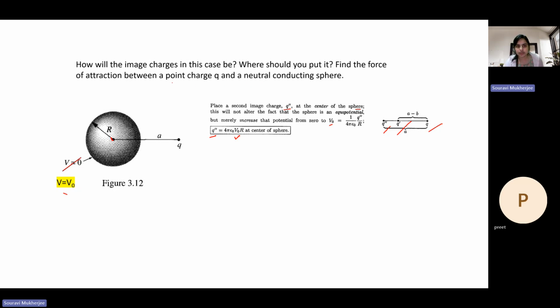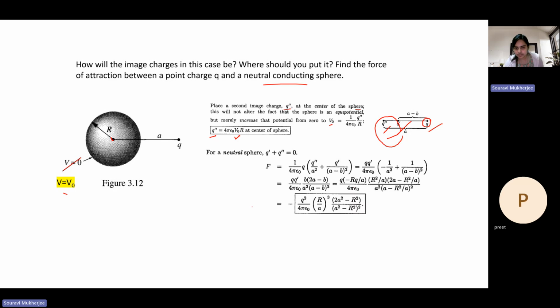What is the force of attraction between the point charge and the neutral conducting sphere? How do you find it? So basically, you have to find the force of attraction between Q, which is your given charge, and these two charges, Q double prime and Q prime, right? So for the neutral sphere, because it's a neutral sphere, total Q double prime plus Q prime should go to zero. That means Q double prime should be equal to minus Q prime, right? So if you use that, now you can just write an expression of forces due to point charges, right? Q double prime by A squared. So you have Q double prime here, right? Which is at a distance of A from the Q charge.